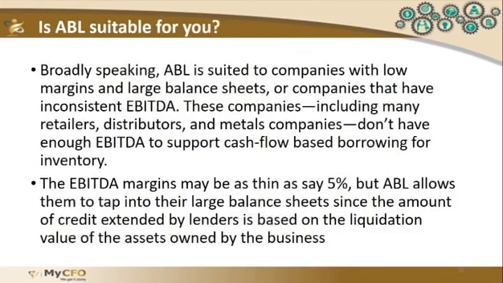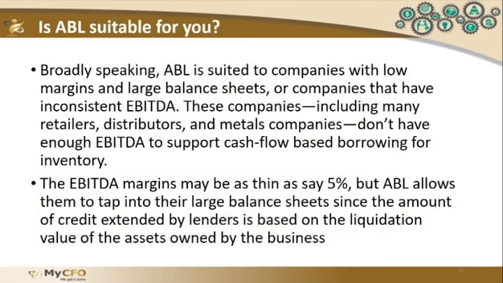That's the question. So broadly speaking, ABL is suited to companies with low margins and large balance sheets, or companies that have inconsistent EBITDA. If you have EBITDA, you can go for cash flow. If you do not have EBITDA, then you go for ABL. These companies, including many retailers, distributors, and metal companies, don't have enough EBITDA to support cash flow-based borrowing for inventory.